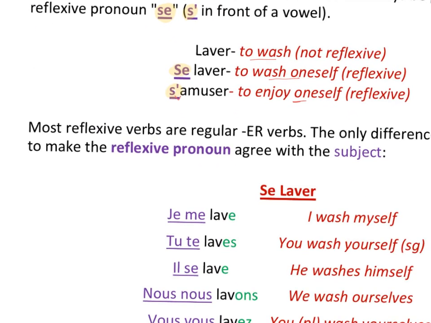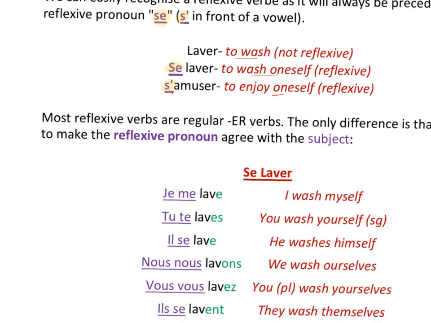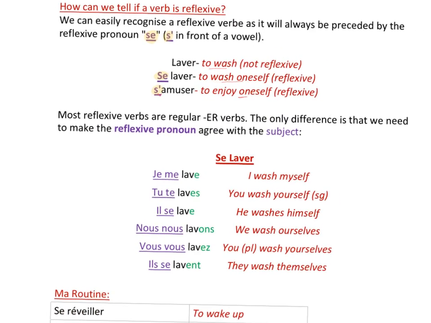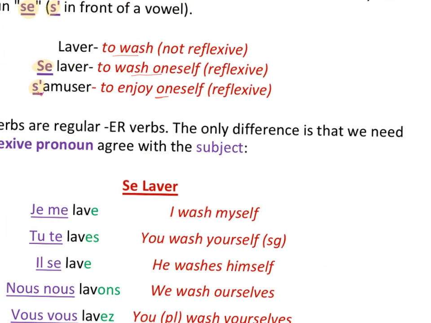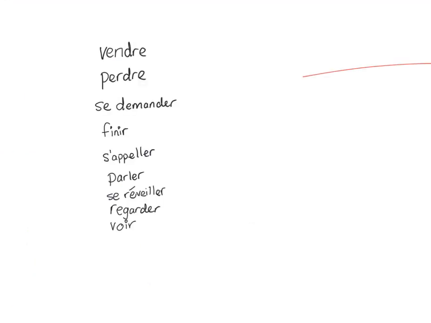Most reflexive verbs are regular er verbs. The only difference is that we need to make the reflexive pronoun agree with the subject. Okay, so before I go on to that, I just want to make sure that you understood what we've looked at so far. Here we have a list of verbs. I want you to go through them and try to think which ones you would call reflexive. So pause the video and write down in your copy the ones that you think are reflexive.